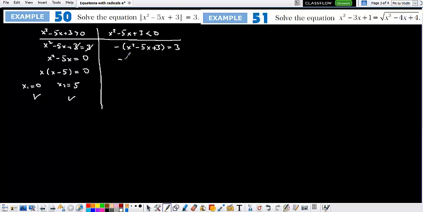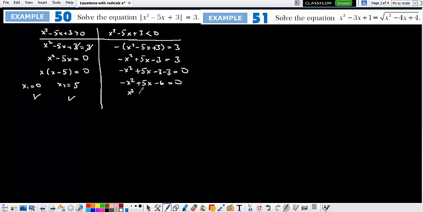When it is in this form, minus x squared plus 5x minus 3 is equal to 3, sorry, here it should be 3. Minus 3 is equal to 0, minus x squared plus 5x minus 6 is equal to 0.